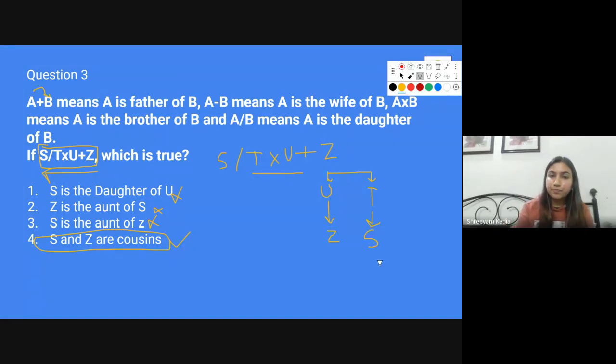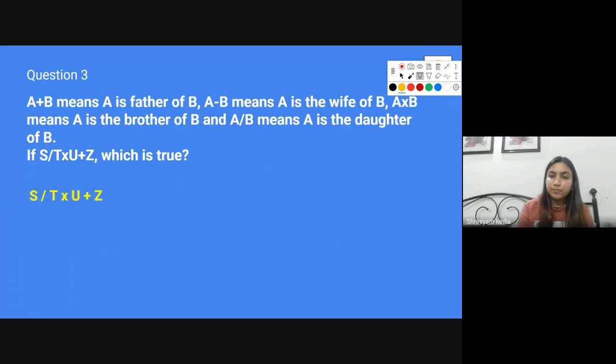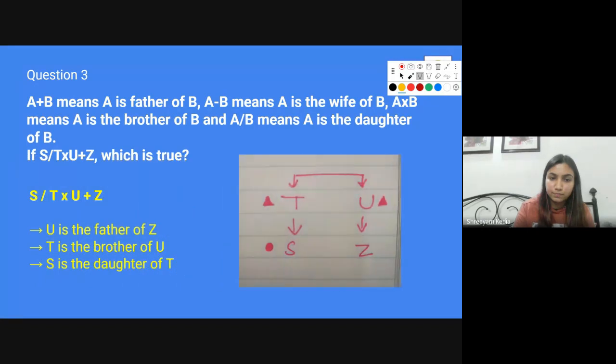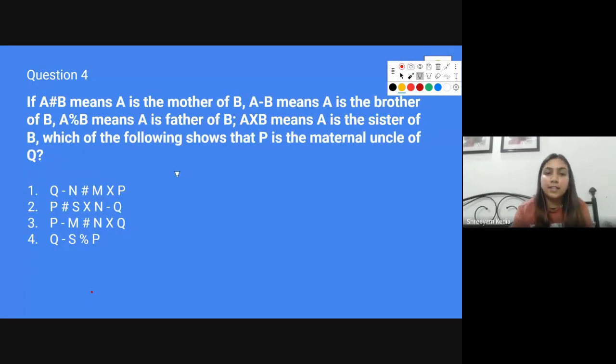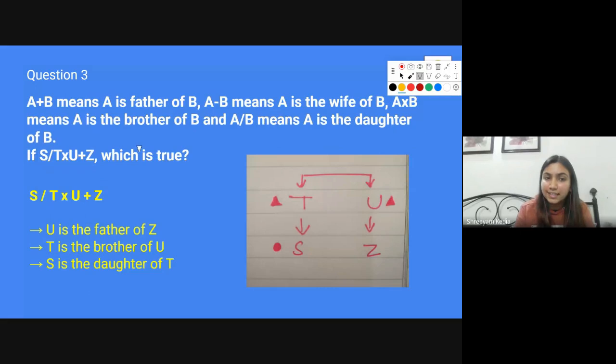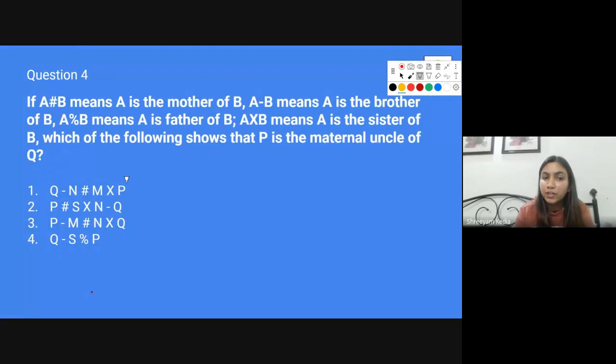ठीक है? Okay, let's look at another question of a similar kind. So this is another question. अब इसी फॉर्मेट में ऐसा क्वेश्चन भी हो सकता है जिसमें दिया है A hashtag B means A is the mother of B, A minus B means A is the brother of B, A percentage B means A is the father of B, and A X B means A is the sister of B. Which of the following shows that P is the maternal uncle of Q? Last question में हमसे पूछा था which is true. Now here you've been given 4 different equations and you've been asked which one of it shows that P is the maternal uncle of Q. ठीक है? This is another kind of question which can be asked.